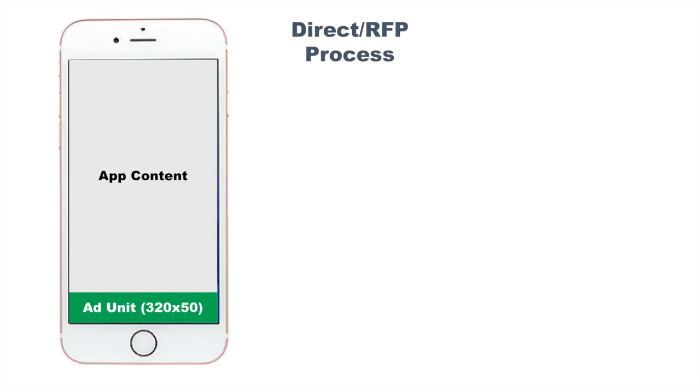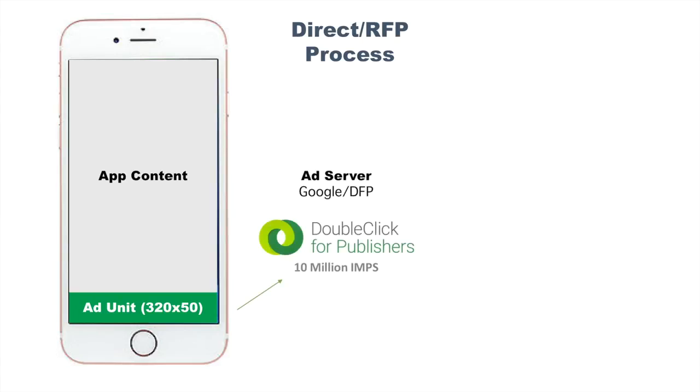traditional direct RFP process, RFP being request for a proposal. So I have an app, I have an ad unit down here in green, 320 by 50, and every month I get about 10 million impressions from users opening my app and using it. I'm using Google's DFP as my ad server, and again, we talked about ad servers in 101. So every month I have 10 million ads that run through that ad server, and I want to sell those ads. I want to monetize that.